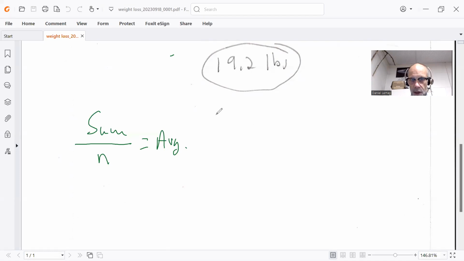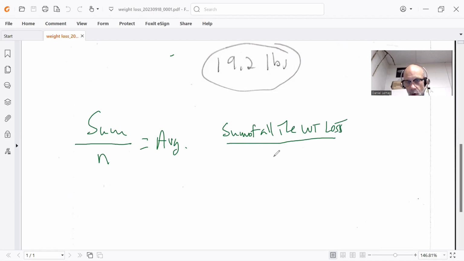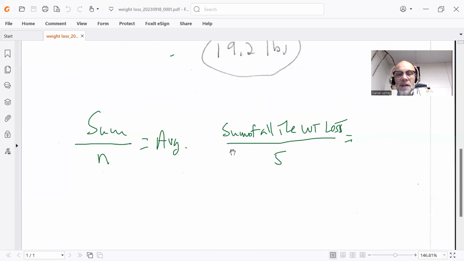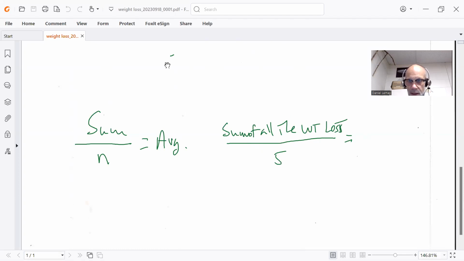So what you can do is say, okay, I won't go variables. I'll call that the sum of all the weight loss, over 5 individuals, equals what is it now? 24 pounds. I need more coffee. Yeah, 24 pounds. So it equals 24 pounds.